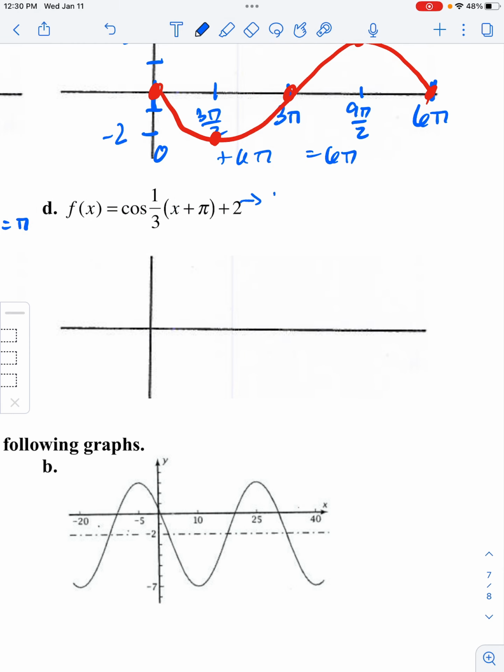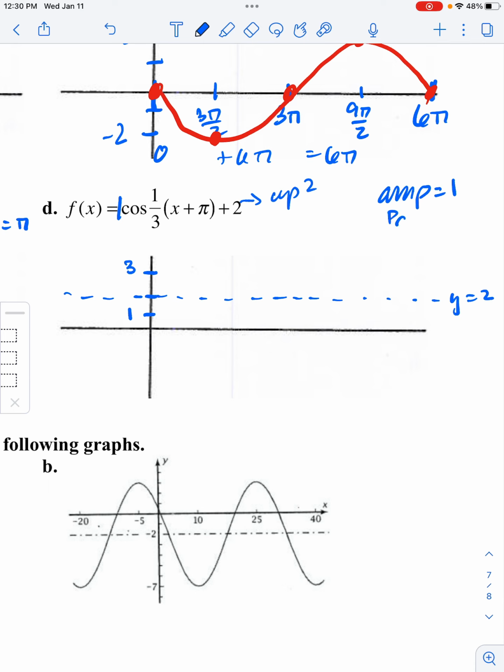So this is going to be up to. So I'm going to go 1, 2, and I'm going to sketch that dashed line in and know that that midline is at 2. The amplitude is just 1. So I'm only going to go 1 above that, which will put me at 3, and 1 below that, which will put me at 1. The whole graph is going to take place between 1 and 3.